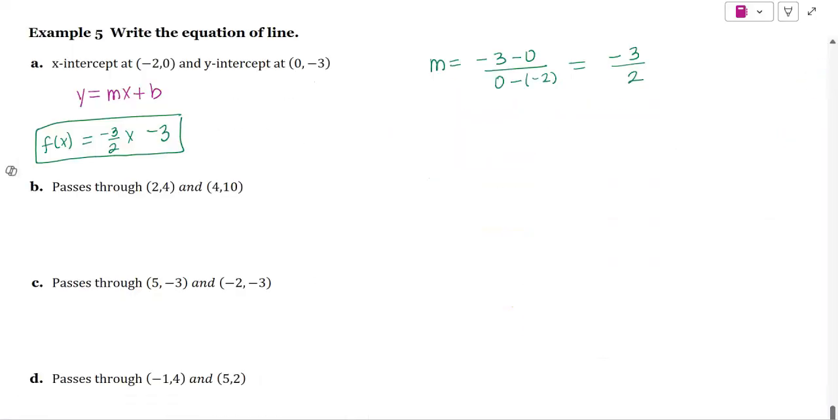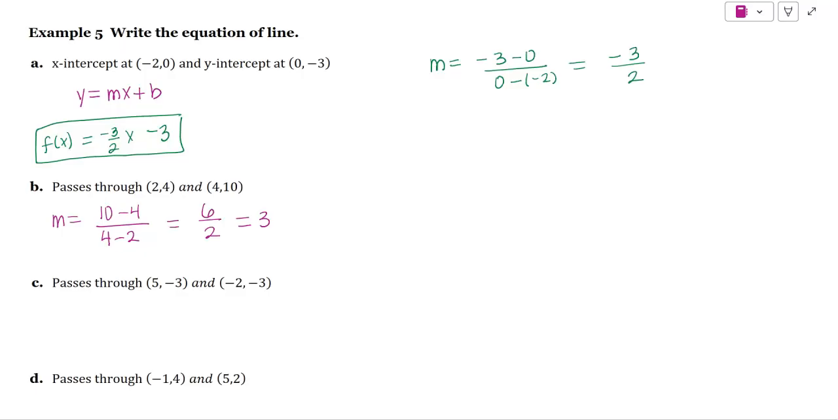So in the second example, letter B here, we're not given the y-intercept, so we've got to do a little bit of additional work. Let's start by finding the slope. Let's do 10 minus 4 over 4 minus 2, which is 6 over 2, or 3. We think our slope is going to be 3 for this problem.